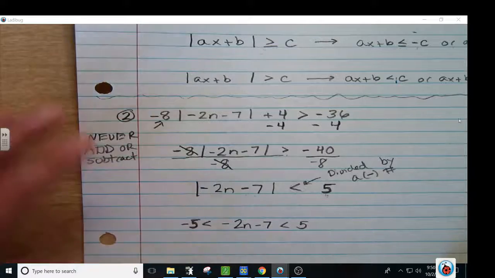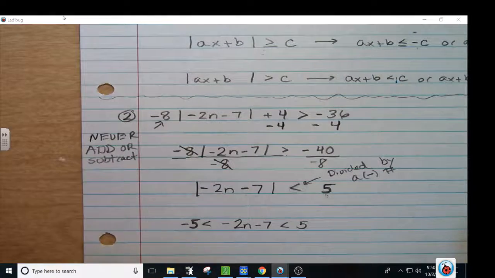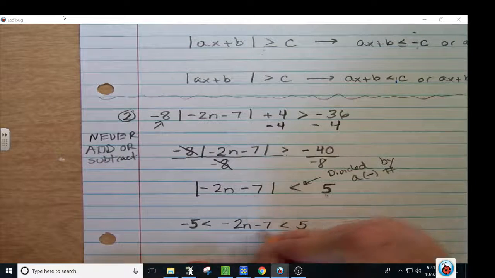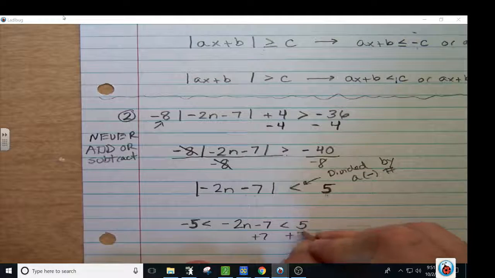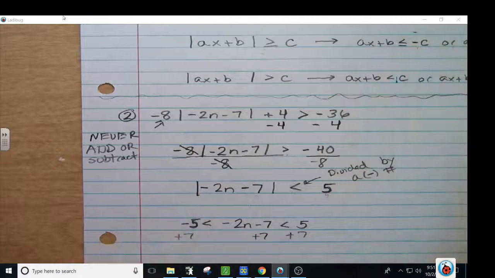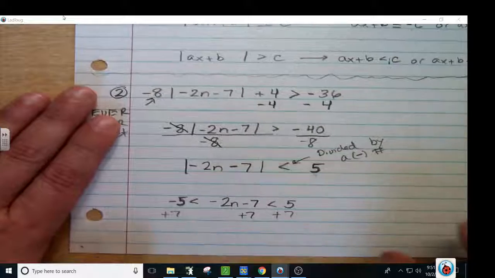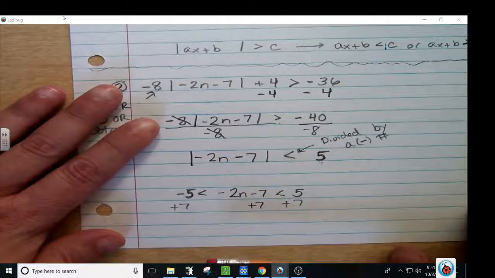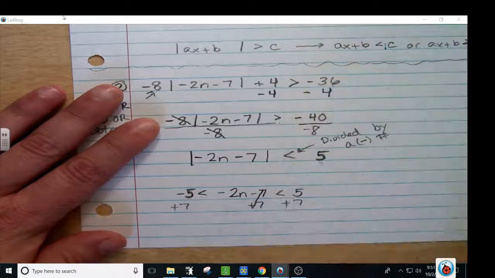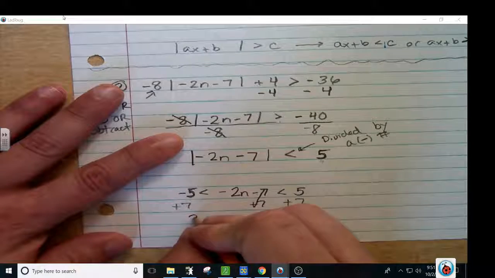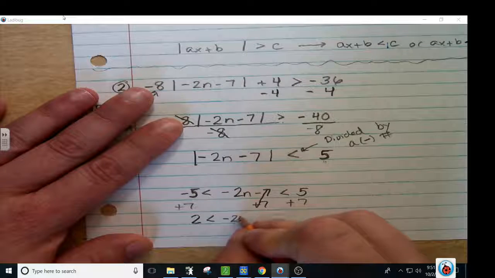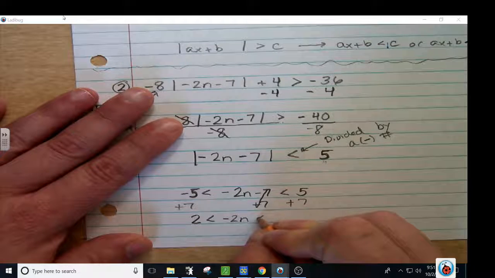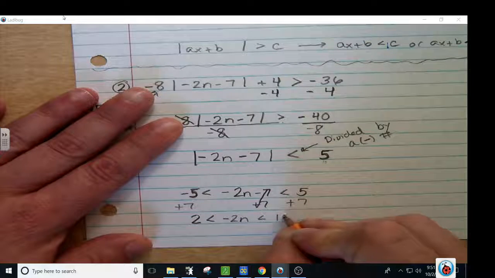Guys, these look a little bit intimidating, but they're not that hard. So what you're going to do first, just think of this as a regular expression. We're going to add 7 to both sides. Okay. Well, we know this will cancel out, right? That cancels. That gives us 2 less than negative 2n less than 12.